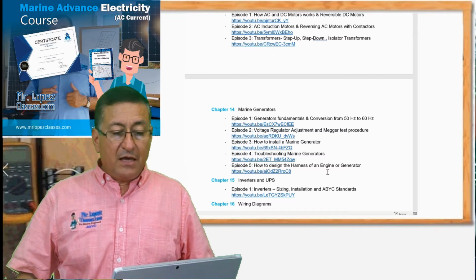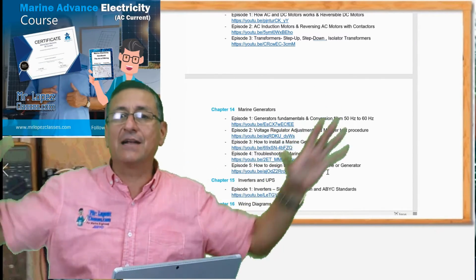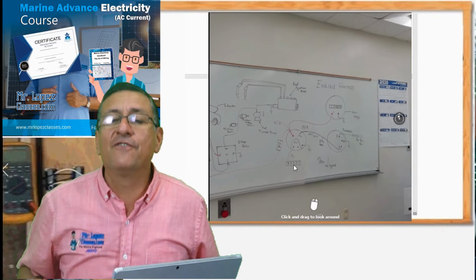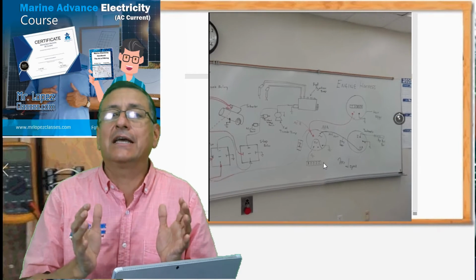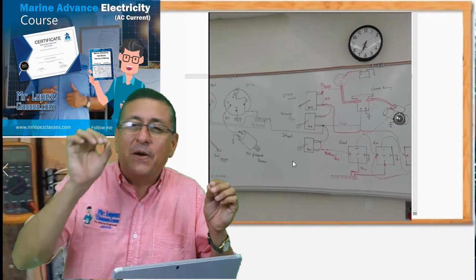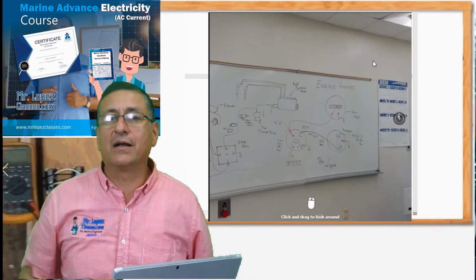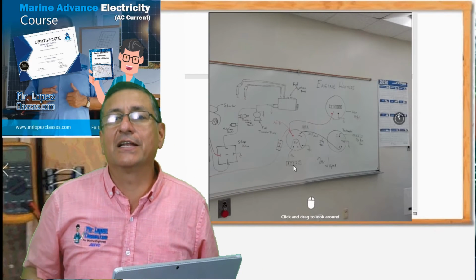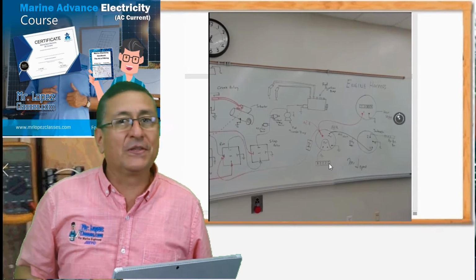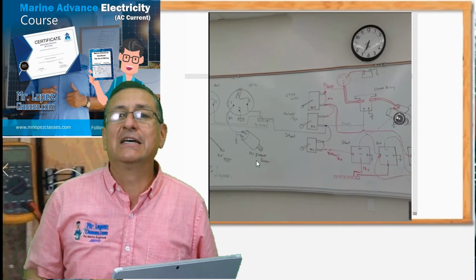Number 5 is another wonderful wiring diagram. We are going to do the harness for a diesel engine or gas engine, the harness for a generator. We are going to do the harness wire by wire, the schematic, on a big whiteboard. Another wonderful episode. I hope you enjoy that episode.